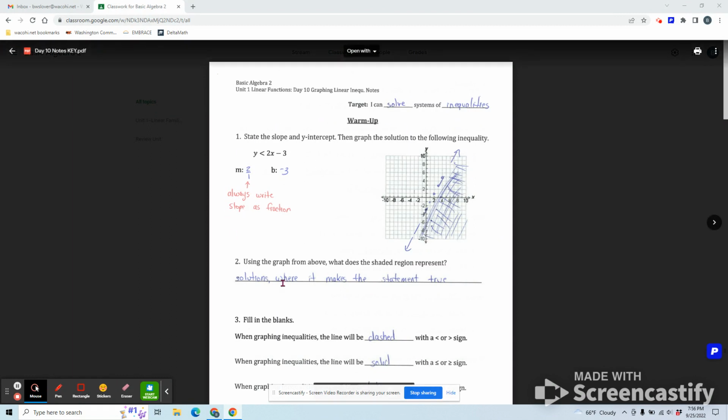So this warm-up is just what it says. It's a warm-up. It's graphing one inequality on one graph. Since we're doing a system, it would be beneficial if you remember how to graph just one line on your graph.